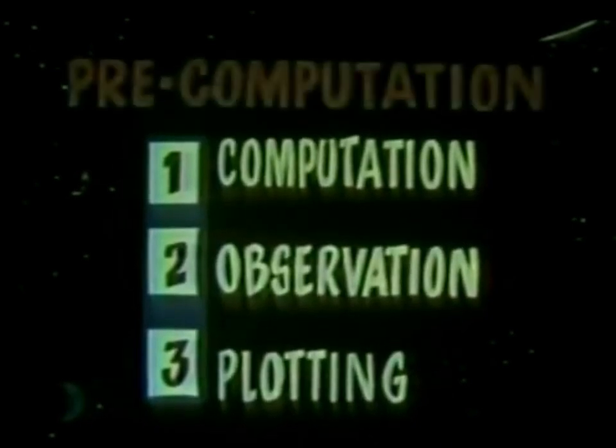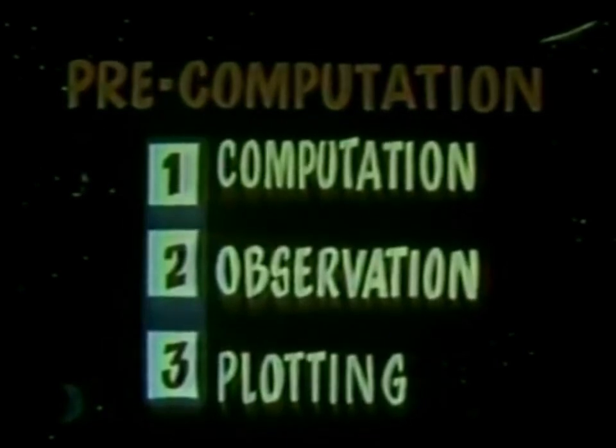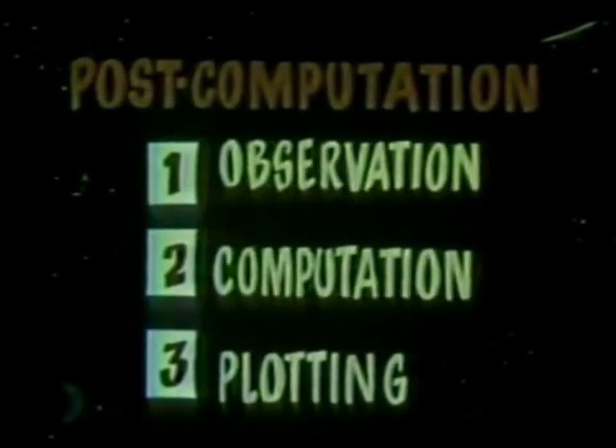The sequence of these steps may be altered depending on which of 2 approaches you select. In the pre-computation method, computation is made for a predetermined time. Then an observation is made at that time, followed by plotting. But we'll use the post-computation method with the observation first. In our example, let's assume an observation was taken on the sun at 1630 GMT. Record your observations on the sight form. Body, sun. GMT 1630. Date, 24 January.